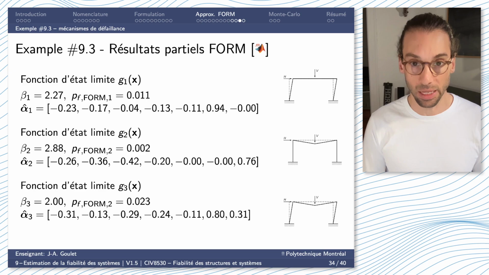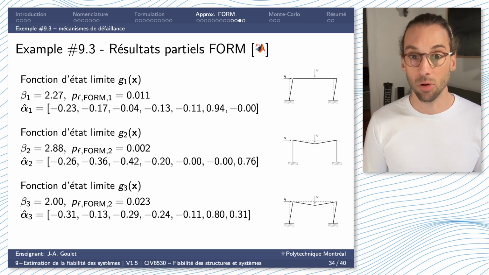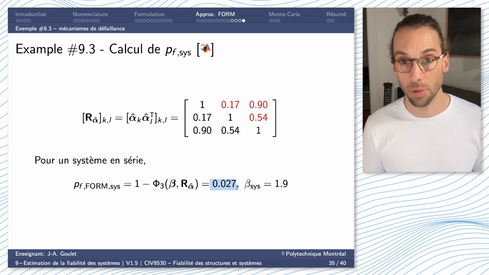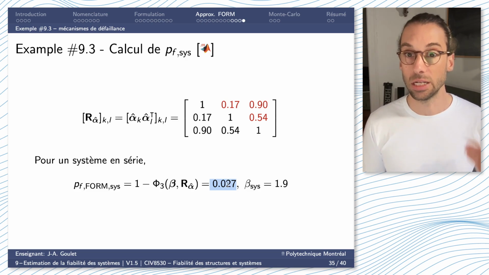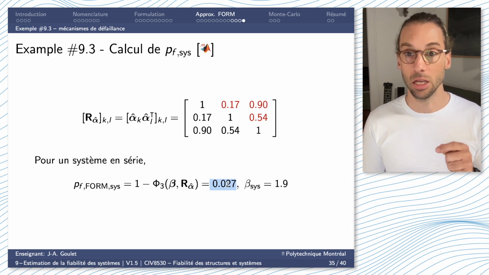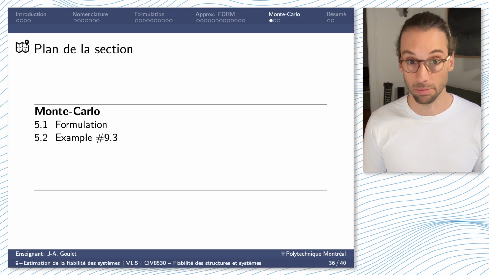The beta vector is the betas of my three mechanisms, 2.27, 2.88, 2. In that case, it's going to give me a system beta of 1.9, or a probability of failure of 0.027. So remember, if we would just sum the 3 probabilities of failure, we'd get something that is greater than 0.3. Now we see that because of the possible overlap, we get something that's smaller, because we need to take into account a possible intersection in the occurrence of those different failure mechanisms.